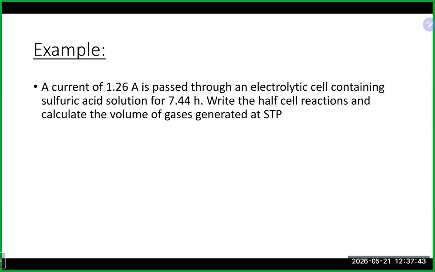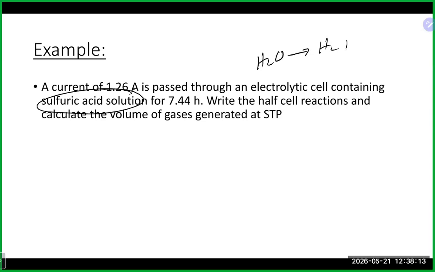A current of 1.26 amperes is passed through an electrolysis cell that contains sulfuric acid. He ran it for 7.44 hours. Write the half reactions and calculate the volume of each gas at STP. So once again, if you read this problem, there's absolutely no mention of water. And as I mentioned before, it mentions something about sulfuric acid. So this is the electrolysis of water here.